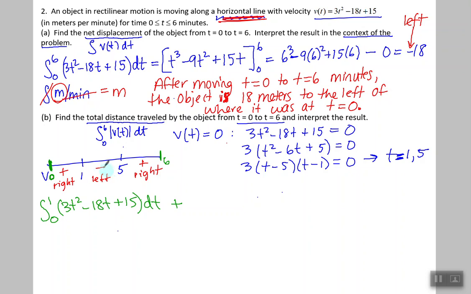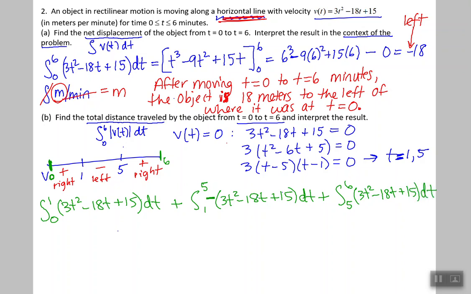Add that to this next one. Now this one's moving to the left on the interval 1 to 5. So I need the opposite of the value I get so that I'm not subtracting those meters from this total. So the negative of 3t squared minus 18t plus 15. And then finally that last interval, 5 to 6, of my velocity function, which is still 3t squared minus 18t plus 15. And now I have 3 problems in one, 3 antiderivatives, and then values to plug in.